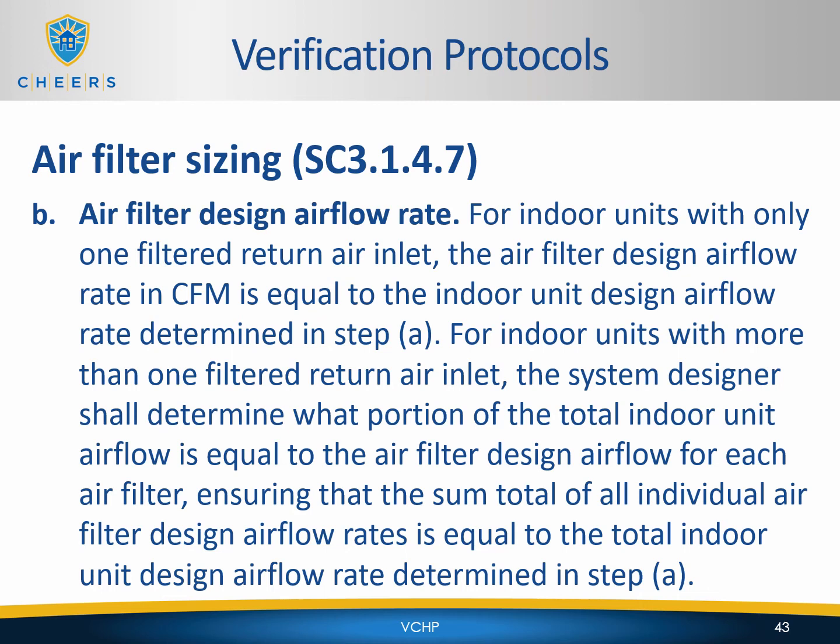each filter is going to flow a portion of the total target airflow. So if the total is 1,000 CFM, one filter might flow 400 CFM. That means that the other one needs to flow 600 CFM so that when totaled together, they're going to achieve that 1,000 CFM target.